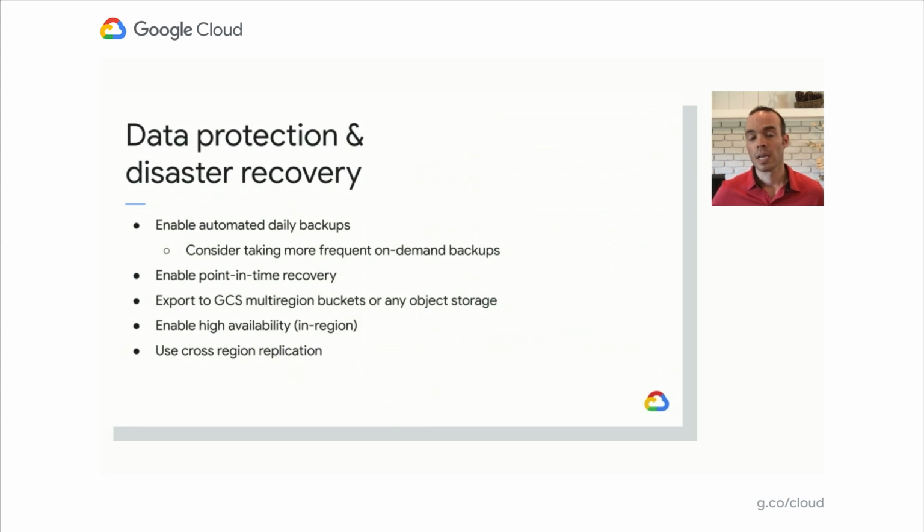These features add to Cloud SQL's enterprise-ready list for data protection and disaster recovery. And I think it's worth summarizing how to build a production instance with Cloud SQL. You start by enabling automatic daily backups, and I'd encourage you to consider taking more frequent on-demand backups, especially when you're making a major change to your database. For example, you might be making a schema change. It's a great time to take an on-demand backup just before you make that change in case anything goes wrong.